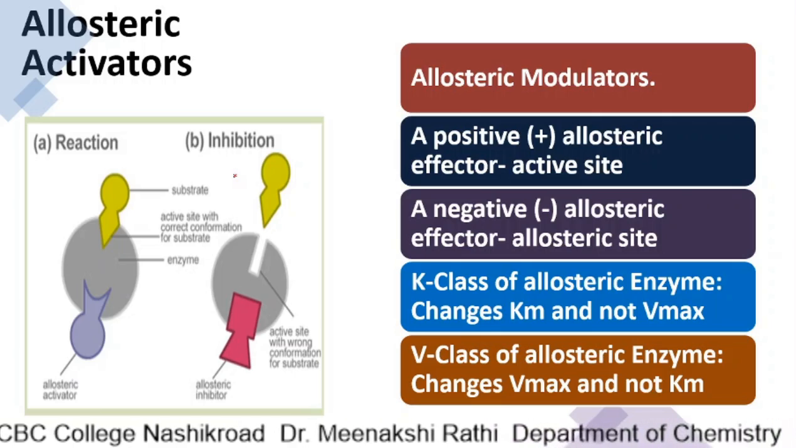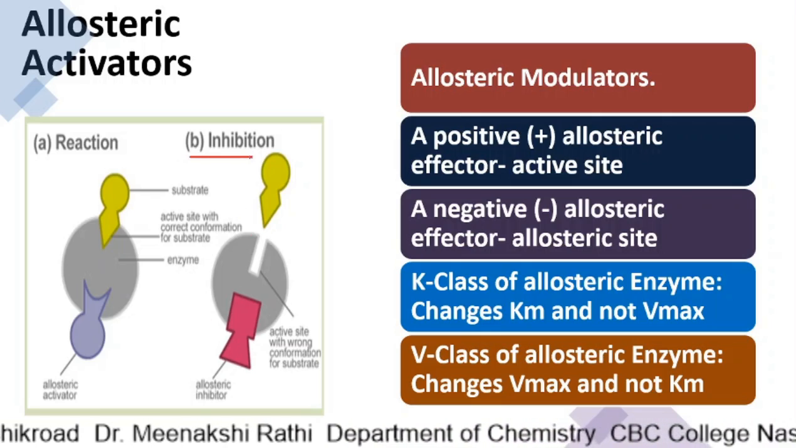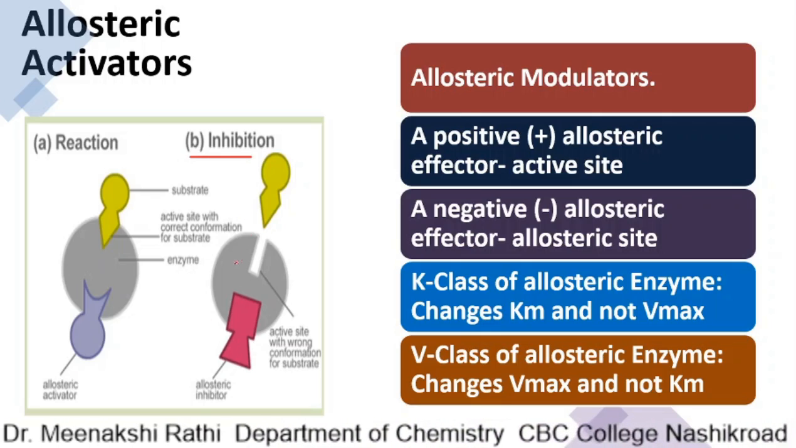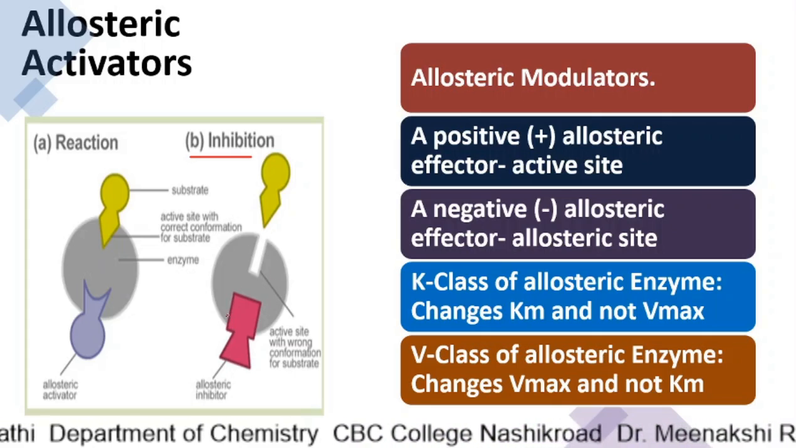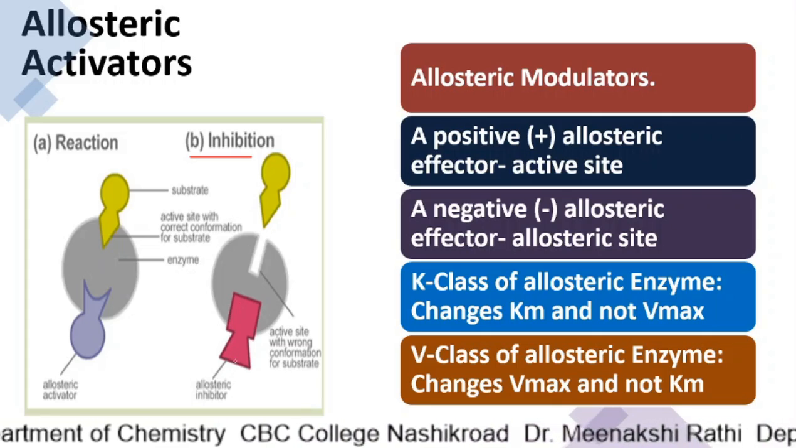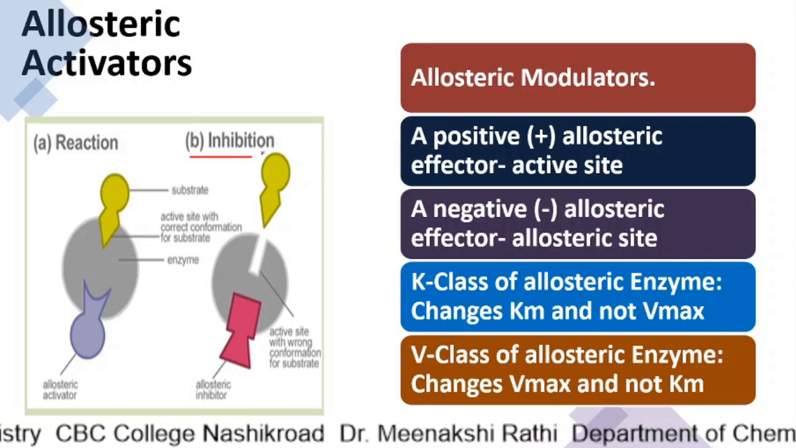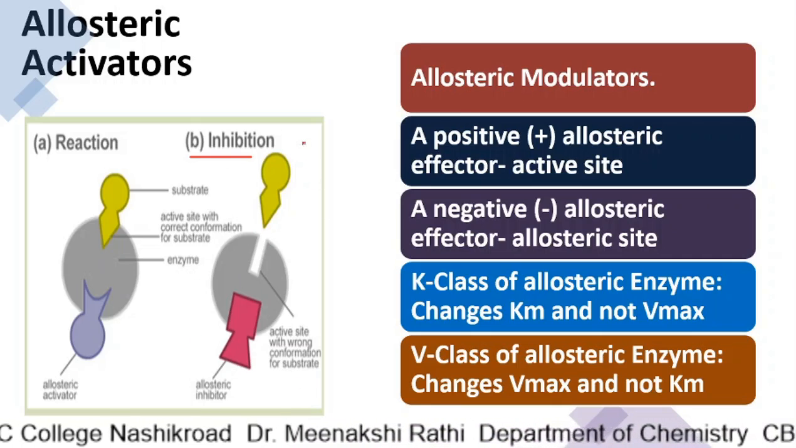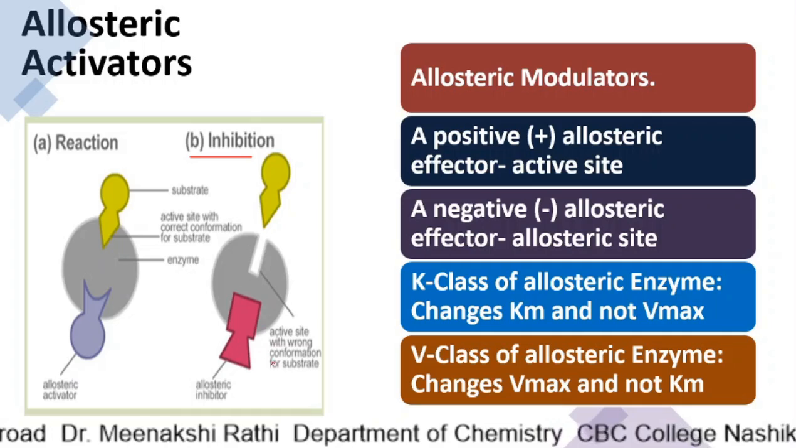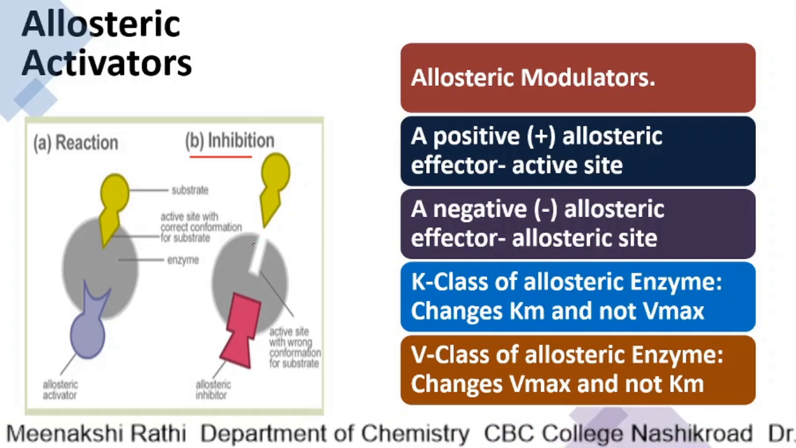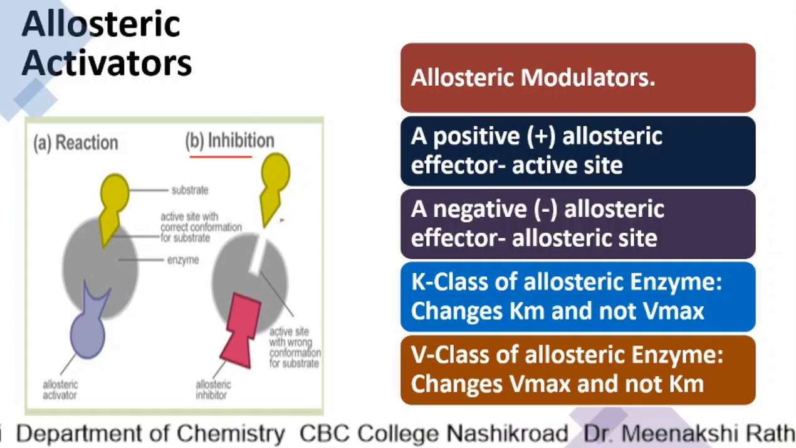Now please see here. Here two reactions are given. This inhibition process we have already discussed. Here you can see this is the enzyme. When the allosteric inhibitor is attached to the other site, it changes the shape of the active site and the rate of reaction is decreased, because when the allosteric inhibitor attaches at the other site, the conformation of the active site gets changed, which is not suitable for the substrate.